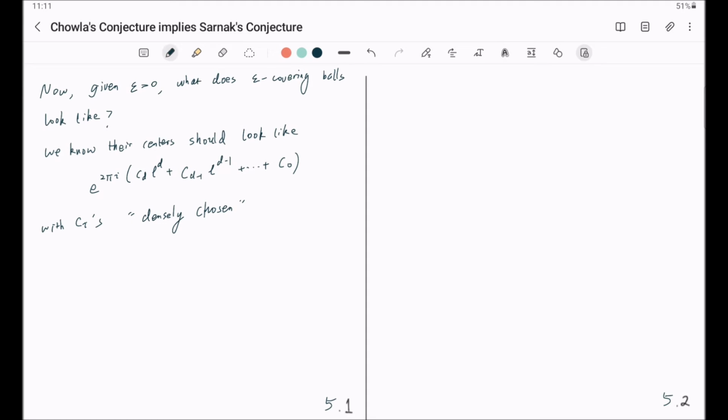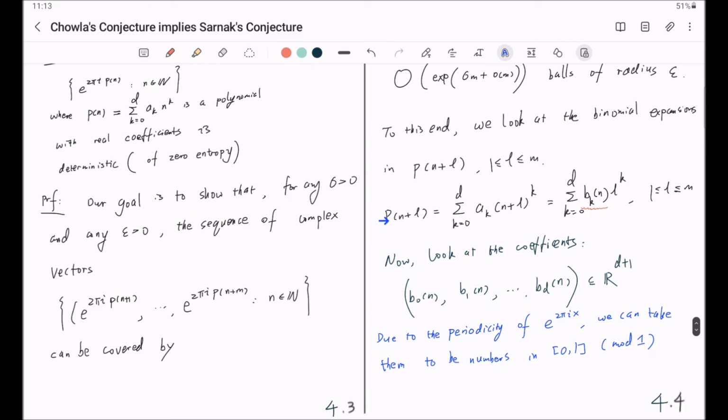But how dense? To figure this out, we look at this difference. Remember, this part is precisely our p(n+l).